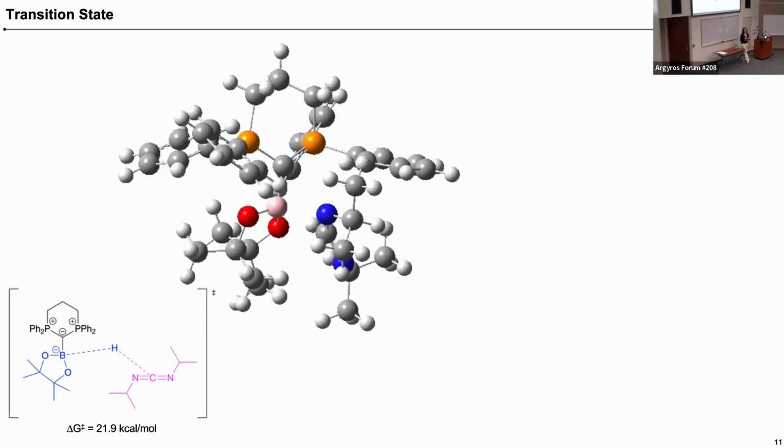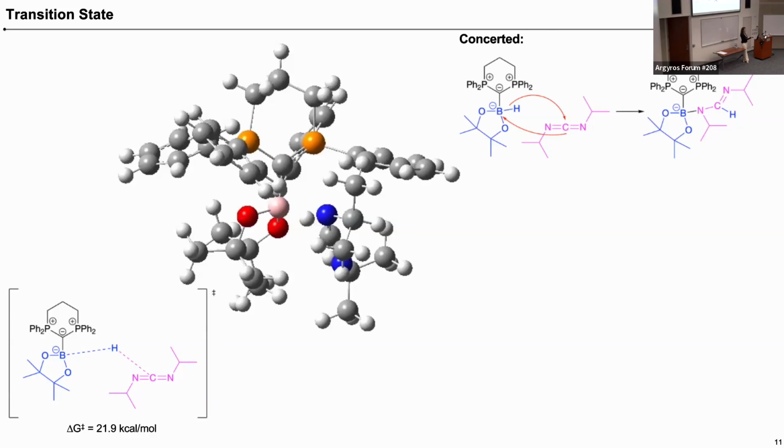To confirm this, I ran an IRC scan, which basically means we start at the top of the hill at the transition state and scan down to find the connecting ground states. Those ground state geometries will tell us whether this is concerted or stepwise. If we have a concerted mechanism, this is what the product ground state will look like, on the right. We'll see the boron nitrogen bond forming and the hydrogen on the carbon.